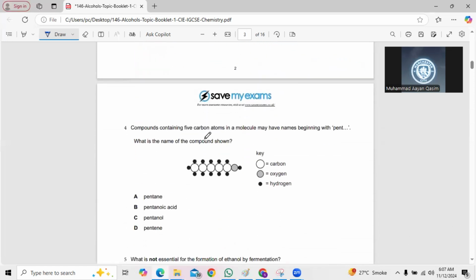Now, a compound containing 5 carbon atoms in a molecule may have a name beginning with pent. What is the name? Let's first write the formula. That would be 1, 2, 3, 4, 5, so 5 carbons, C5. And how many hydrogens would there be? 1, 2, 3, 4, 5, 6, 7, 8, 9, 10, 11. That's going to be 11. Then there would be OH at the end. So what is that compound? Pentanol. Very nice.